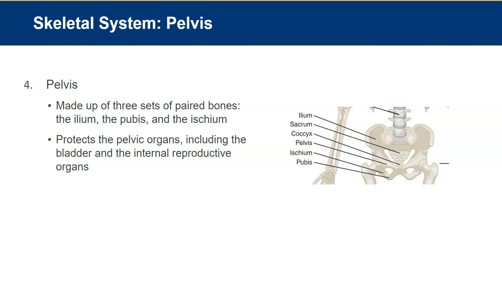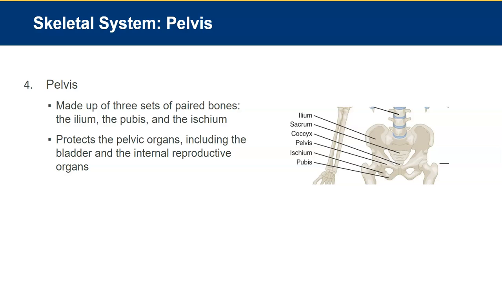The pelvis has 3 sets of paired bones, paired meaning there's a left side and a right side. We have the ilium, the pubis, and the ischium, working kind of from top to bottom. Now, an important landmark is the top of the ilium, the top of your hip bone, and we call that the iliac crest, the crest of the ilium.